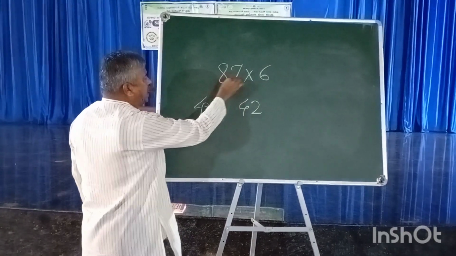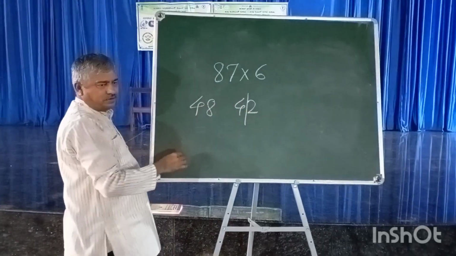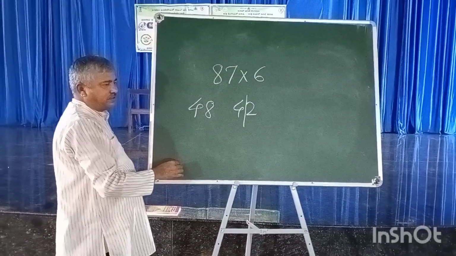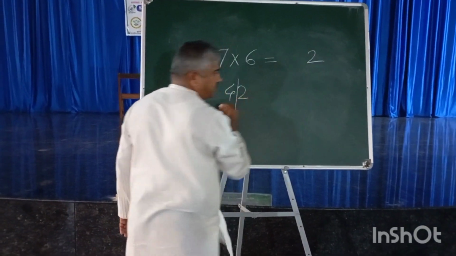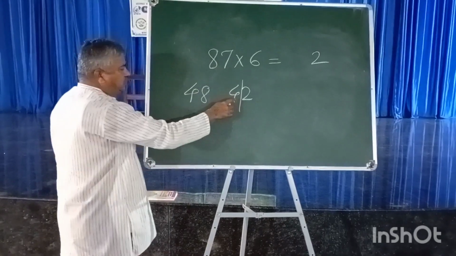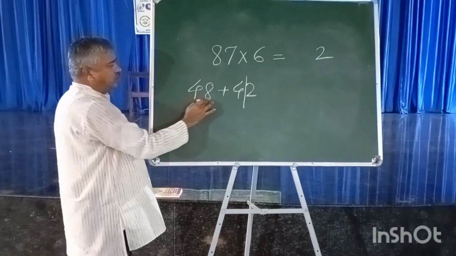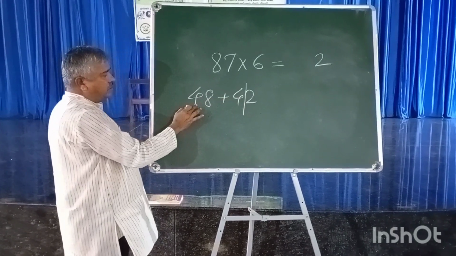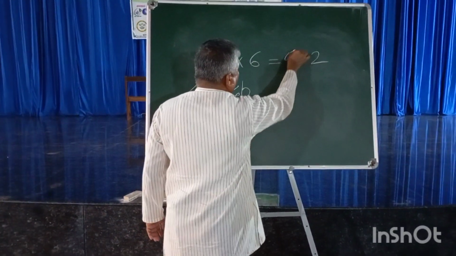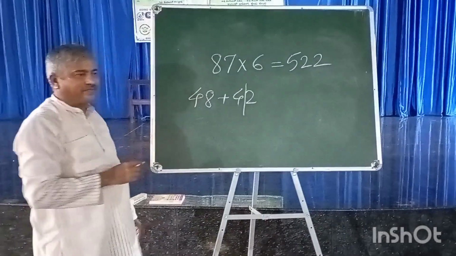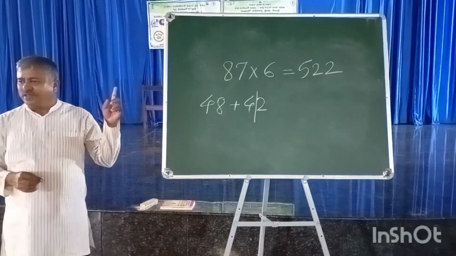Now, here are 2 digits. Then divide the second one. Divide the second one. Take these 2 direct in answer, 2. And this 4 should be added here in the first group. What is the addition? 48 plus 4, 52. 2. Okay, this is the answer. Understand? Yes, sir.